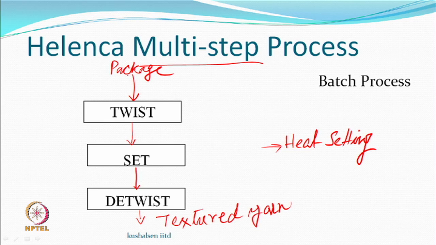So, you have a package, then you go somewhere and do the twisting, and then go somewhere, maybe an autoclave, because you have to keep them for setting, and then go to another machine for detwisting, and therefore, it becomes a batch process. So, you will do many batches in one way, maybe there are many spinning heads, spindles where you are twisting, that you take the packages, put them in somewhere for setting, then take them out, cool them, detwist, and then get another package where you will have textured yarn. So, this is a multi-step process which is a batch process.